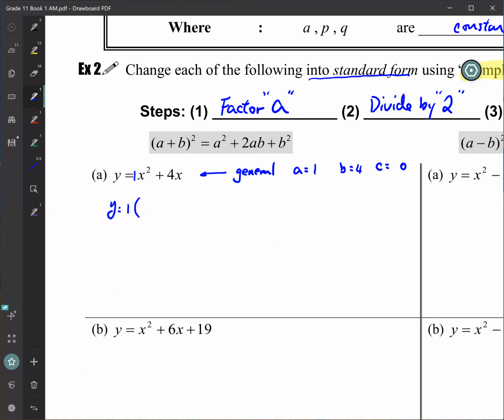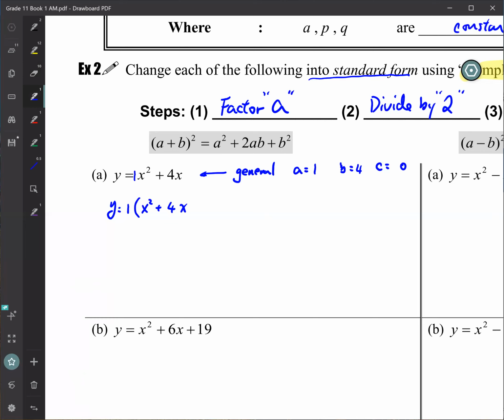Factor out means you divide by whatever you take out, okay? When you divide by 1, nothing changes. So whatever is left inside is still the same, okay? Because if I multiply back in, right? 1 times x squared, 1 times 4x is still the same thing, okay? Nothing changes. So this is your step 1, okay?